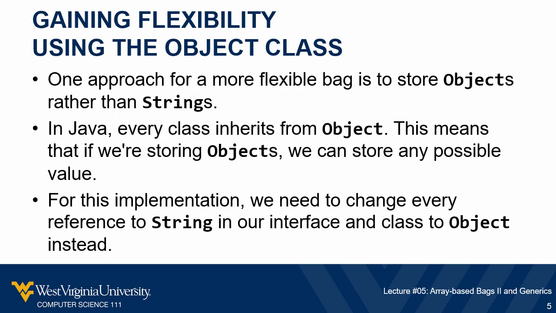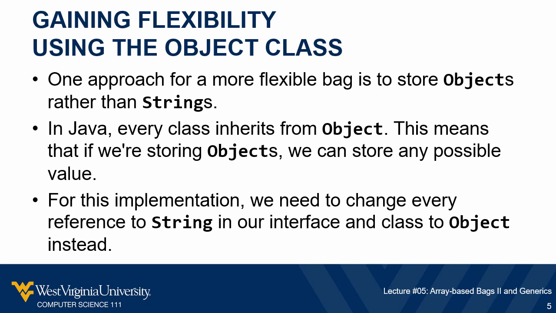One solution to this problem is that rather than storing strings, we can store objects. In Java, object is considered the base class. Every type of data that exists in Java inherits the object class, whether it be a string, a class we make ourselves, or something like numbers. Those all inherit from object. So if we set up our code so that we store and work with objects, we'll be able to use any type of value.